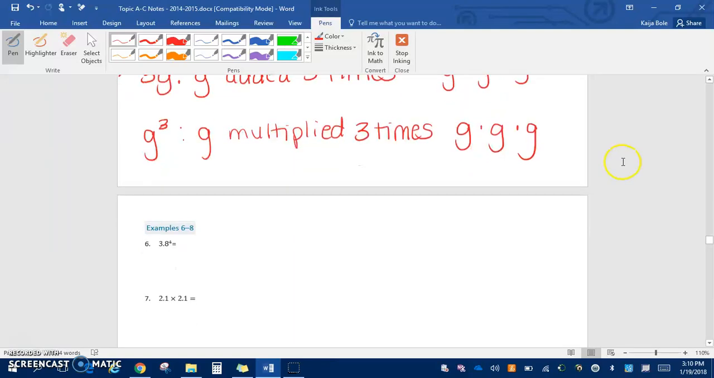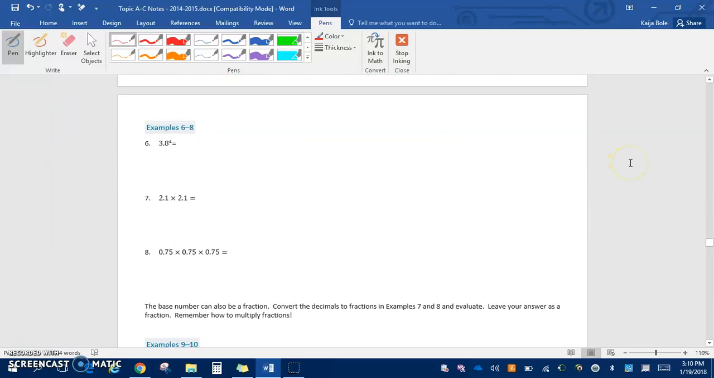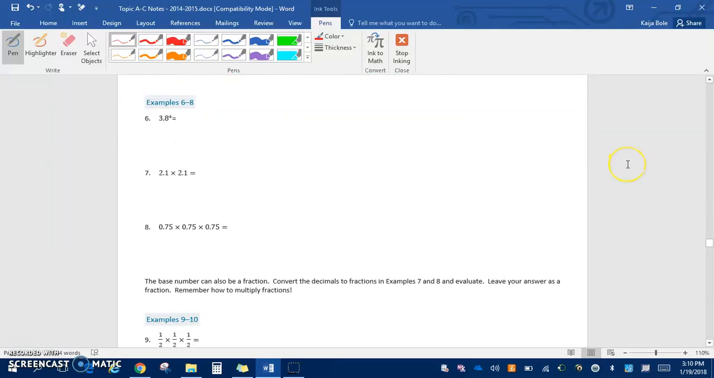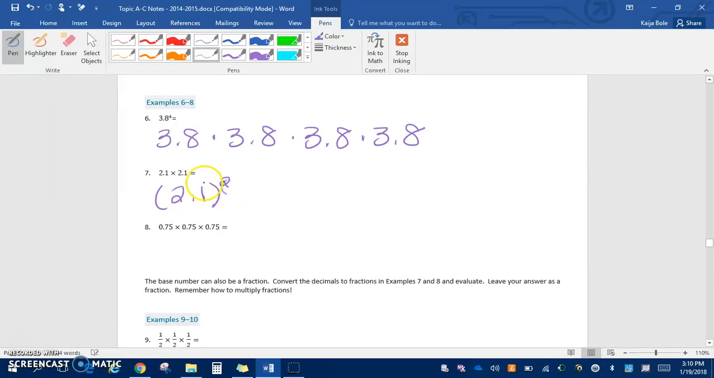All right, we are going to go to the next page though, and we're going to look at the examples here. So here we're just expanding these, or we're condensing them. So we have 3.8 to the 4th, so it's the same thing with decimals. We would just have 3.8 times 3.8 times 3.8 and then times 3.8. Right here we have 2.1 times 2.1, and we're going to write it using an exponent. So we'd have 2.1, and I'm going to put inside parentheses to the 2nd power.